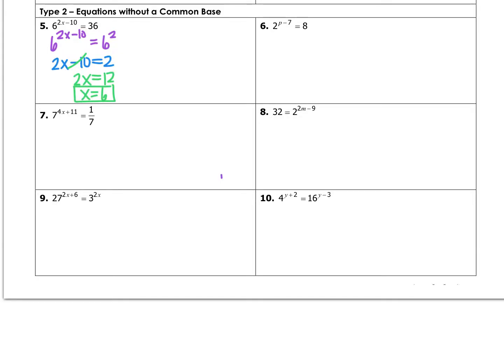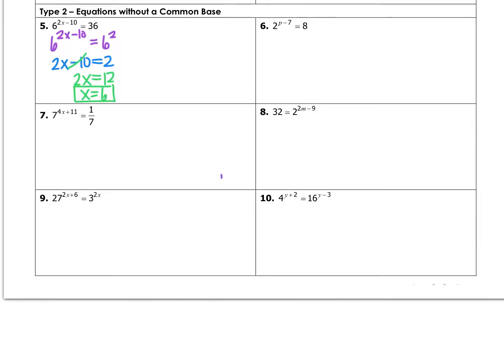So hopefully you were able to see that x is 6, and when I plug it back in, I can check it. So 2 times 6 is 12, minus 10 is 2, and 6 to the second I know is 36. Fantastic. All right, let's look at number 6. So I see 2 to the p minus 7 equals 8.